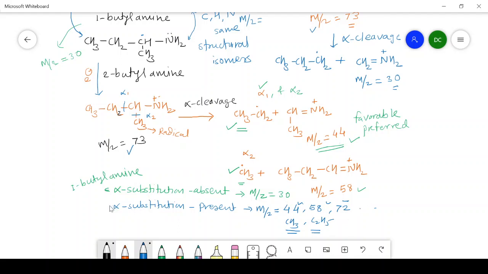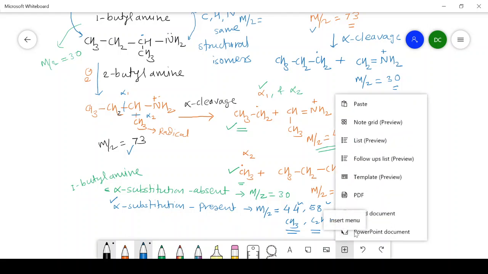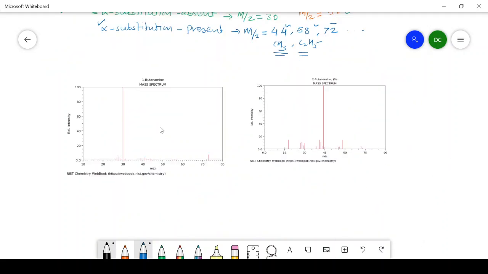Therefore, the alpha cleavage depends upon the alpha substitution present in the primary amine, and it can be demonstrated by using the corresponding mass spectra of 1-butylamine as well as 2-butylamine. Let's see the mass spectrum of 1-butylamine and then 2-butylamine. So this is 1-butylamine, this is 2-butylamine. Here this peak is the peak of the molecular ion. Here it is 73, this peak.